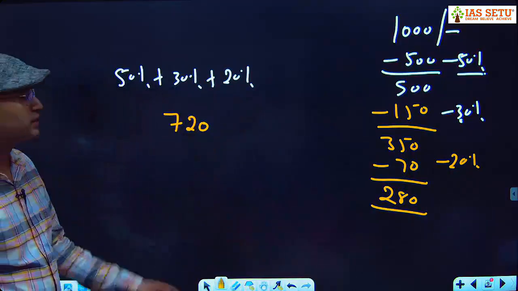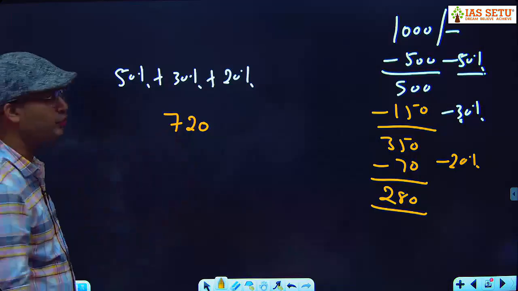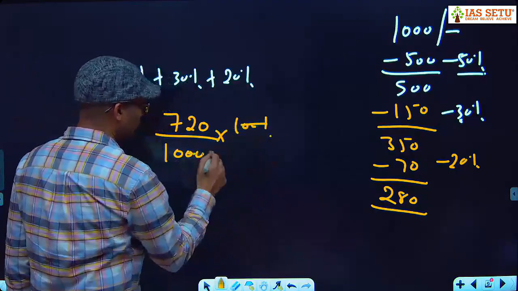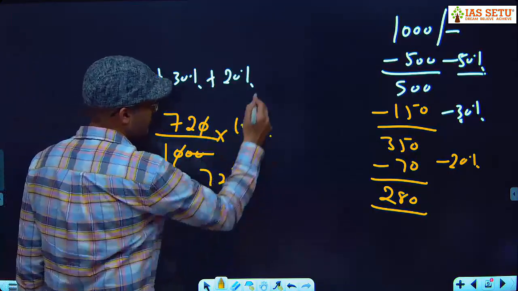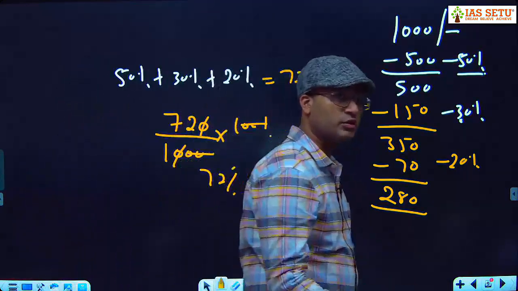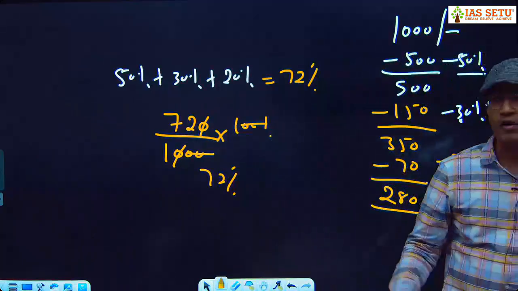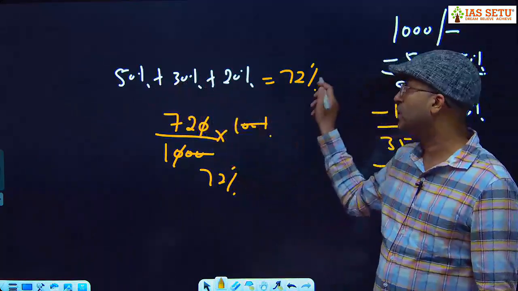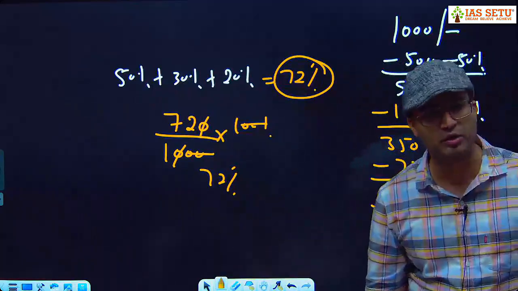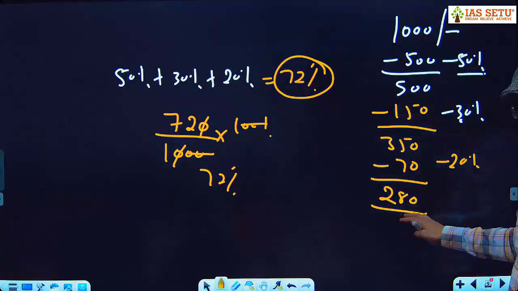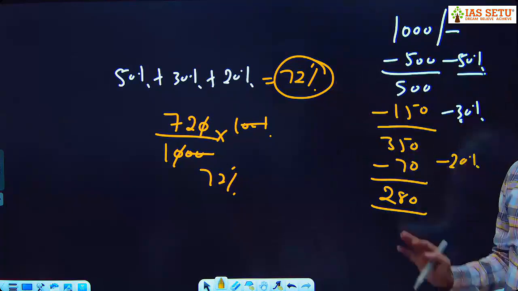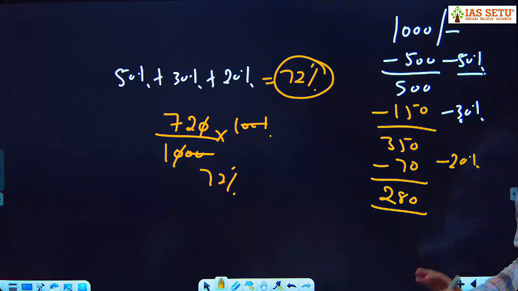So the point is, overall how much percentage you get? 720 out of 1000 into 100%. 20 cancels, 72%. So in mathematics, sometimes 50% plus 30% plus 20% is 72%. Why? These are successive discount and this is flat discount. सीधा 1000 के ऊपर 720 रुपए का discount also you can calculate. Final price 280, overall discount you got 720. These are successive discount. One method is this assumption.